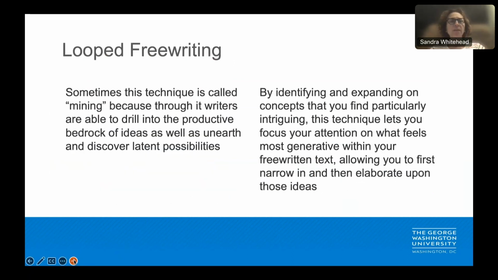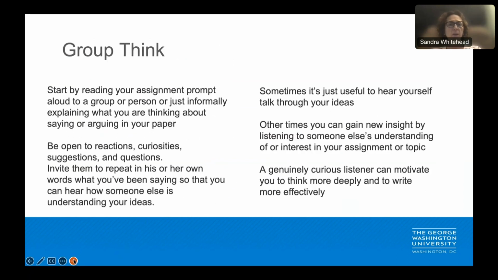Sometimes this is called mining because through it, it gives you a way to drill down and get to the very bedrock of the idea or the possibility of what you're looking at.